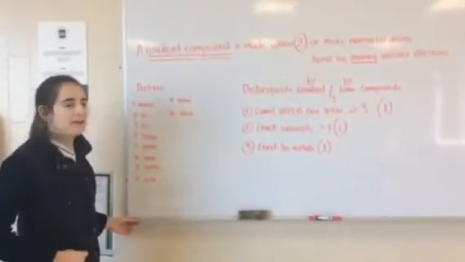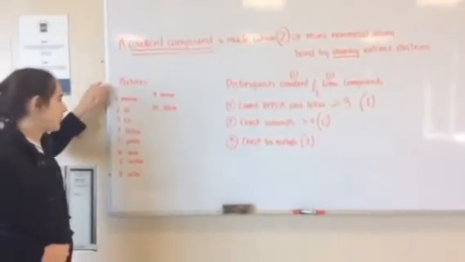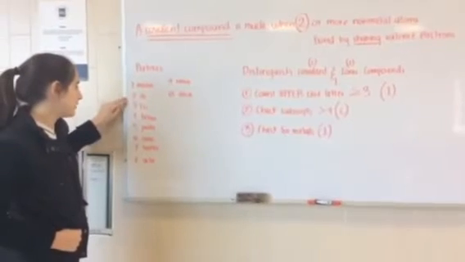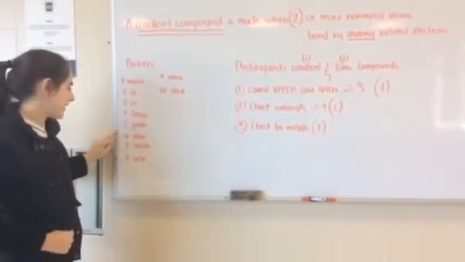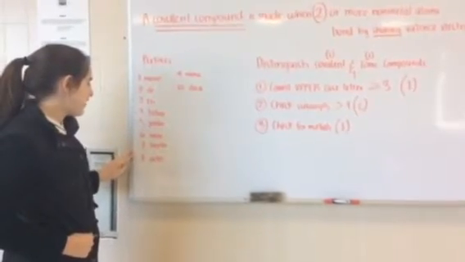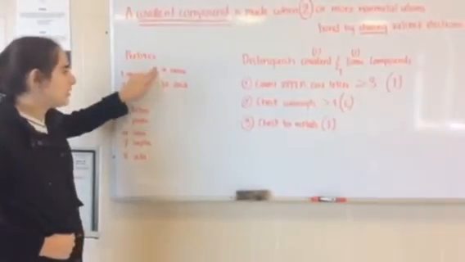In covalent compounds, you'll need prefixes, which are: 1, mono; 2, di; 3, tri; 4, tetra; 5, penta; 6, hexa; 7, hepta; 8, octa; 9, nona; and 10, deca.